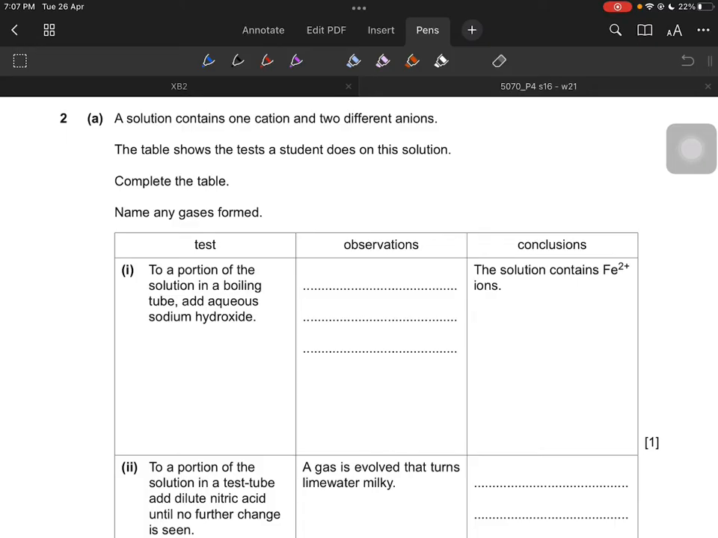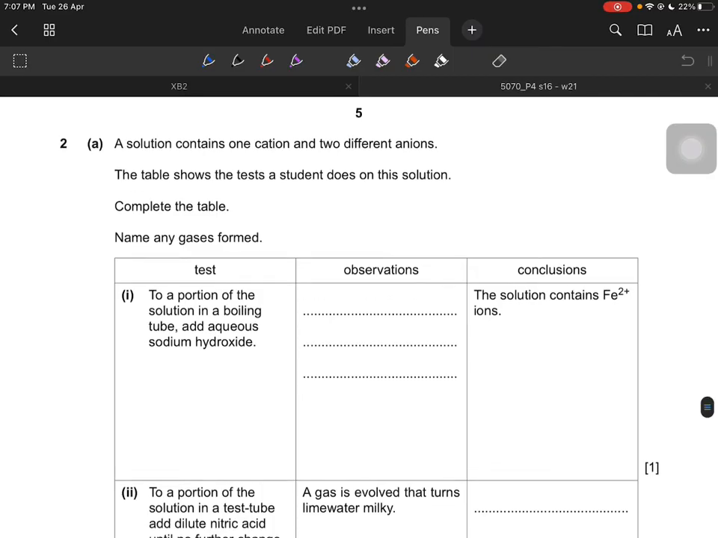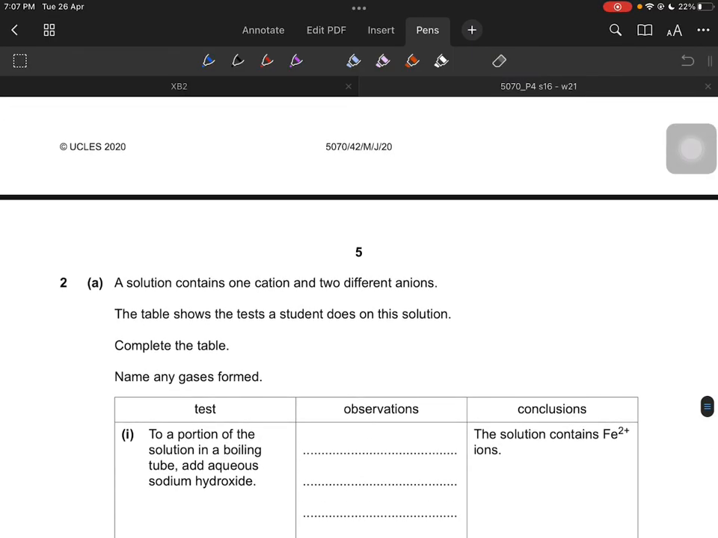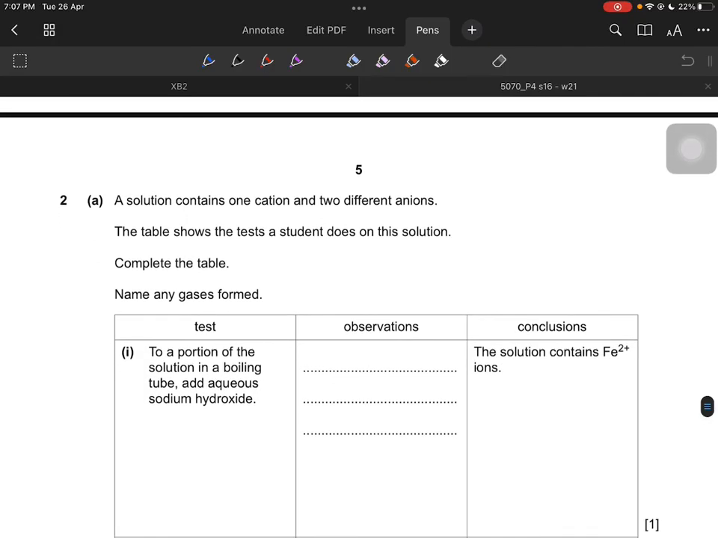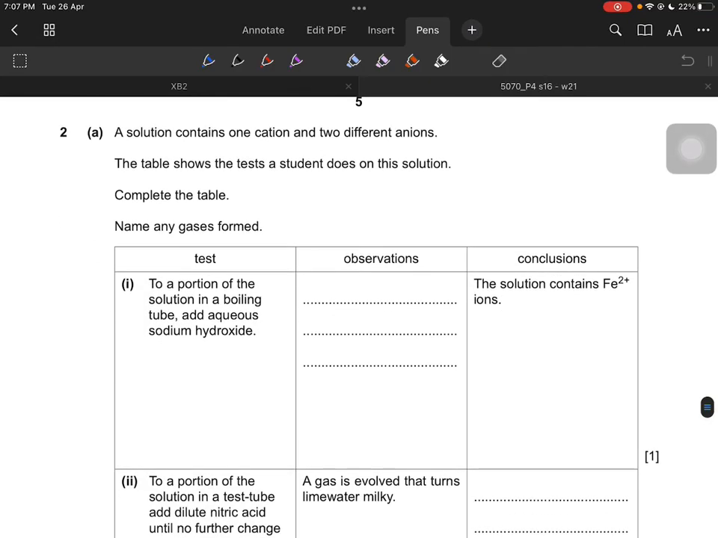So guys, we're continuing the same paper, and we are trying another question from the same paper to see whether we remember salt analysis, which was qualitative analysis, or not. So it is the same exam. You can see it is May-June 2020, and it's paper 4 variant 2. A solution contains one cation and two anions. A cation is one with positive charge, anion has negative charge. The table shows the tests a student does on the solution. Complete the table. Name any gases that are formed.